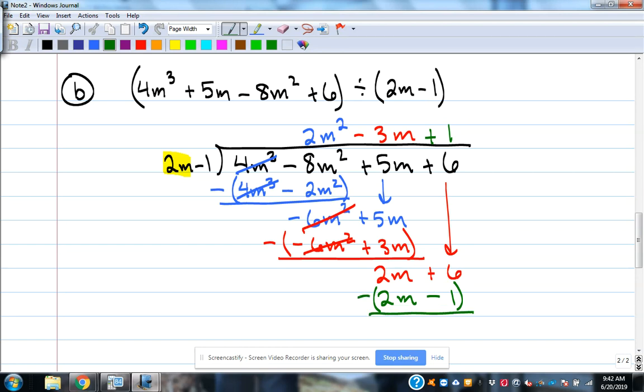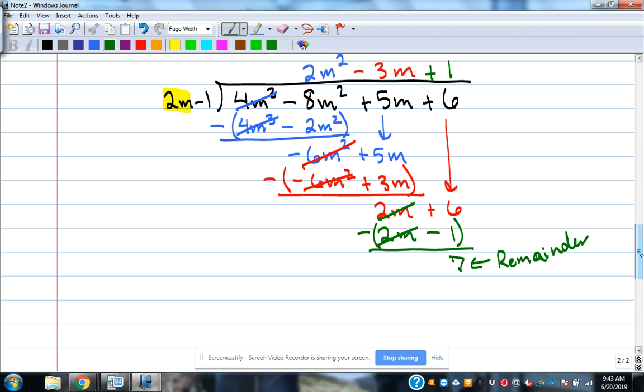Okay. Again, those pieces there in the front, they got to cancel out. If they don't, something's wrong. You got the wrong number up there. And then 6 minus negative 1, that'd be 6 plus 1, which is 7. And I know that is my remainder because there's nothing times 2m that'll get me a plain 7 back. Because if I multiply something times 2m, I'm gonna have an m on it no matter what. All right. So this is my remainder.